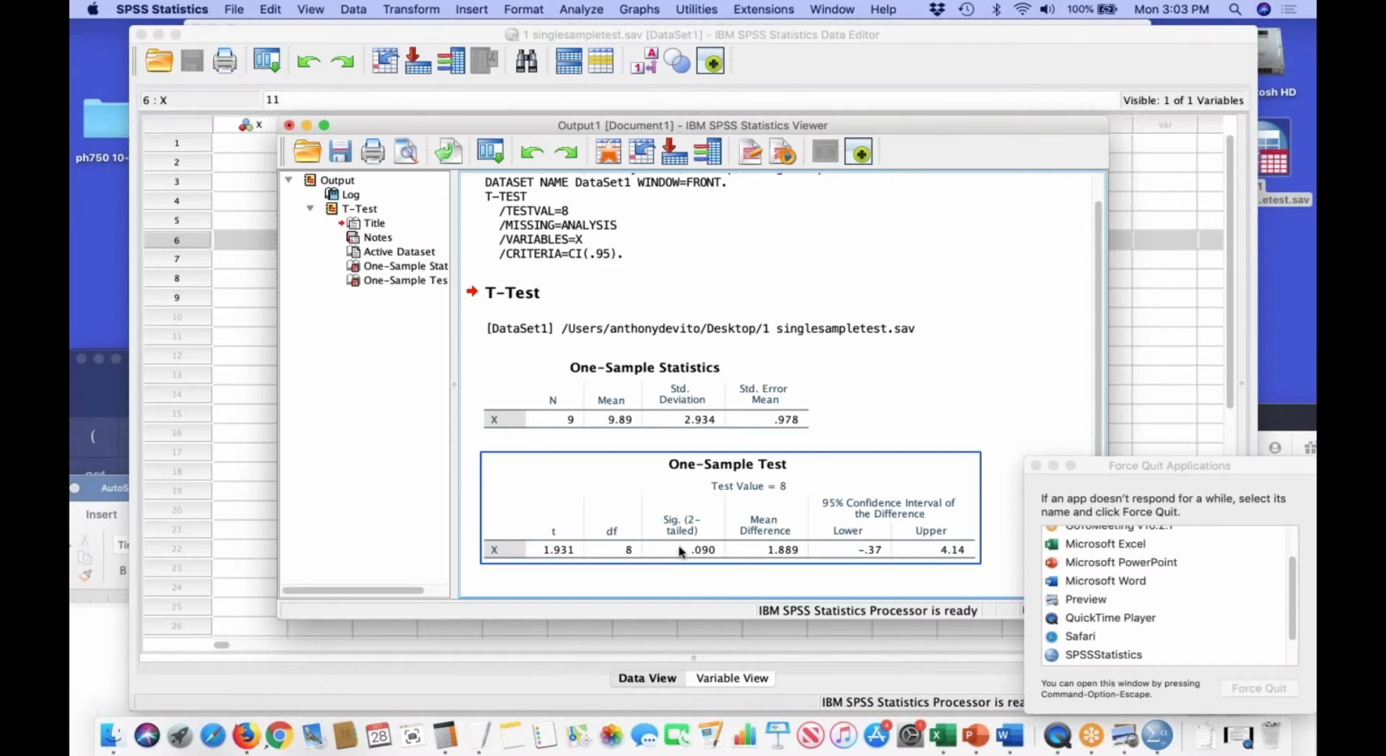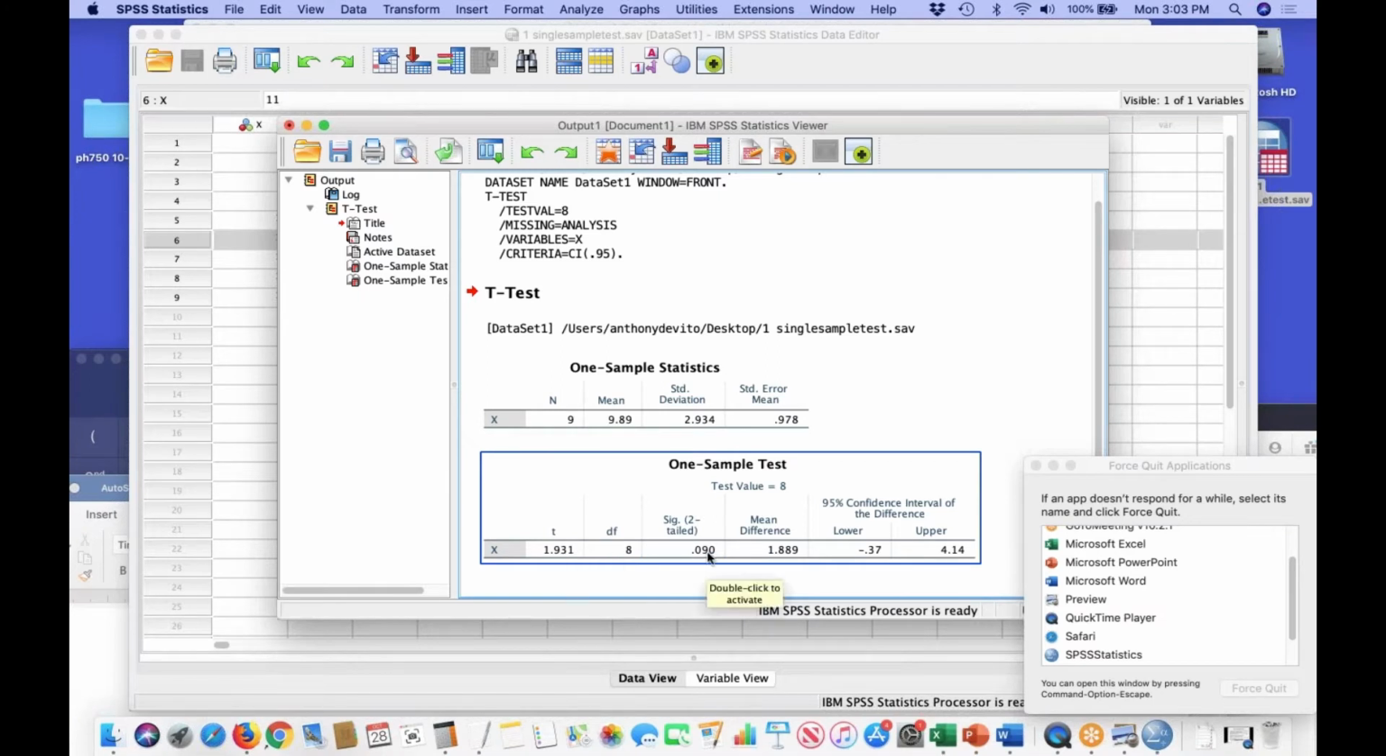So since this is not less than 5%, we fail to reject the null hypothesis. So anytime that your t-score is less than the critical value that you need, you're also going to find that your p-value or significance is going to be greater than 5%. So you're only going to reject the null hypothesis if your significance or p-value is less than 5%, and it's going to happen at the same time your t-value is greater than the critical value of t.